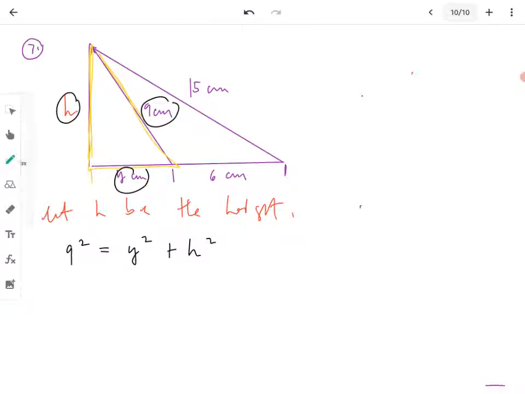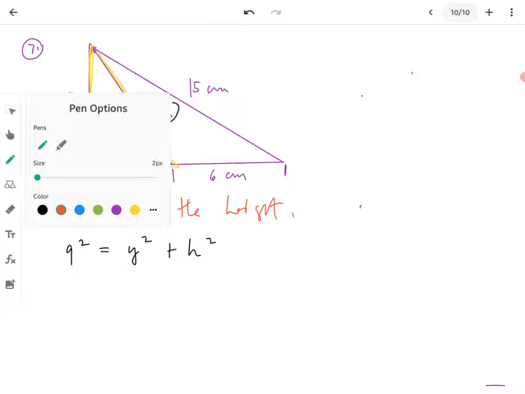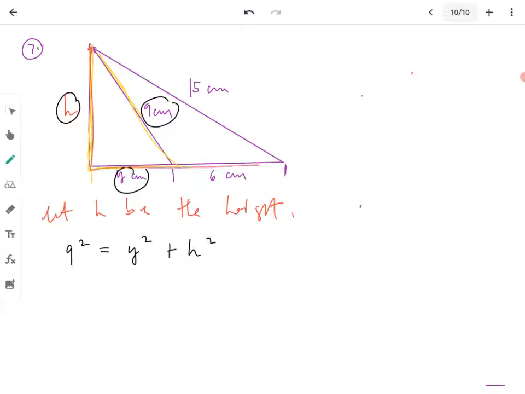Then using the bigger triangle, the hypotenuse is 15, so we say 15 square equals y plus 6 square plus 8 square. Okay, so we have two equations involving y and h.